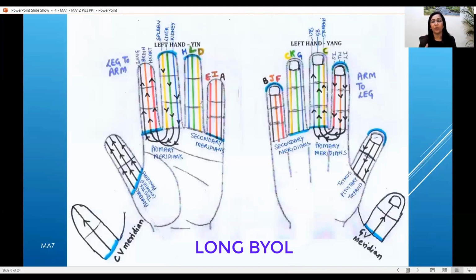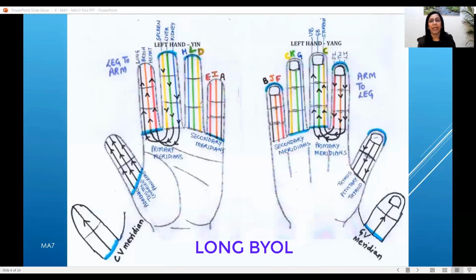So the energy flow is all from arm to leg, but all the three meridians get connected according to the energy flow in their meridians. So these are called long Byol meridians. And whenever you have to treat two diseases simultaneously, then two meridians can be treated together only if they are connected as long Byol meridians.